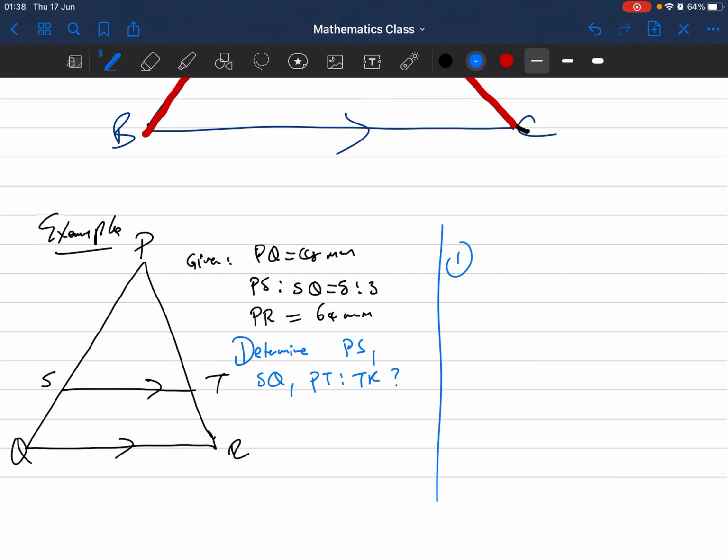Firstly, I need you to understand something. They gave us a ratio of PS to SQ, the ratio is 5:3. So PS over SQ, that means you have a ratio of 5K over 3K. Please check the video on ratios to see how you get 5K and 3K.